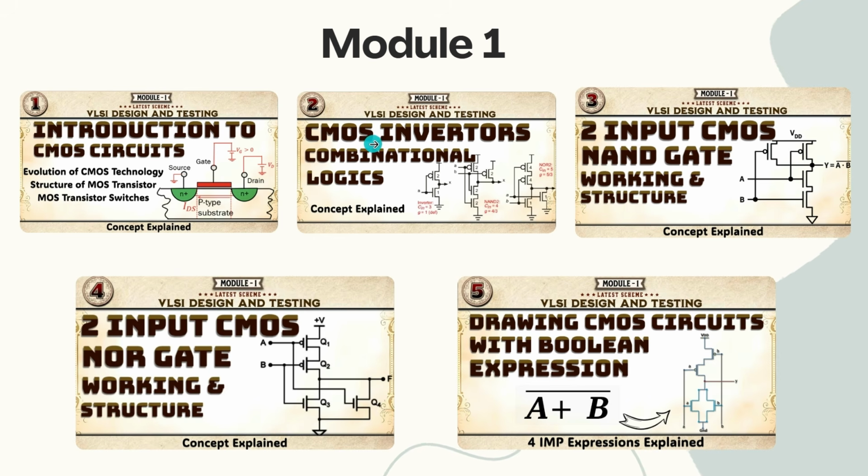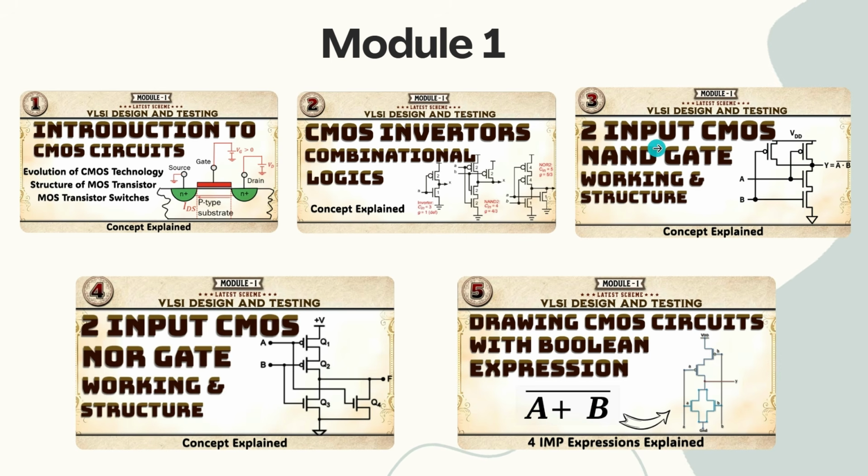Coming to the second video, we have discussed the basics of the CMOS inverter. What is a CMOS inverter? Its basic circuit structure, and there are two gates in that, one is NMOS and the other PMOS. Also, we have discussed that along with the combinational logics as well.